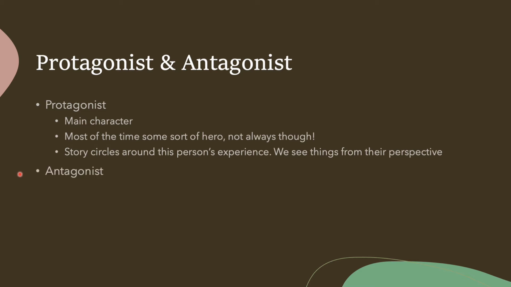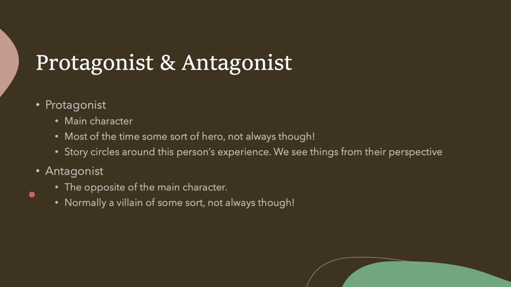We see things from the protagonist's perspective. And then you have the antagonist. An antagonist is the opposite of the main character. So whatever a protagonist is, an antagonist is not. Normally a villain of some sort, but not always. Like I've said before, sometimes a protagonist can be a villain. So let's say if the protagonist is a villain, then the antagonist is a hero. Should the protagonist be a hero, then the antagonist is a villain.